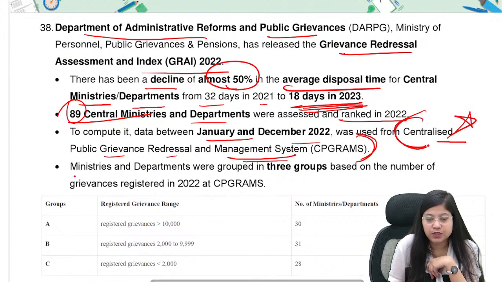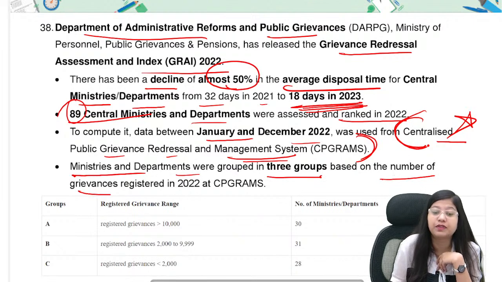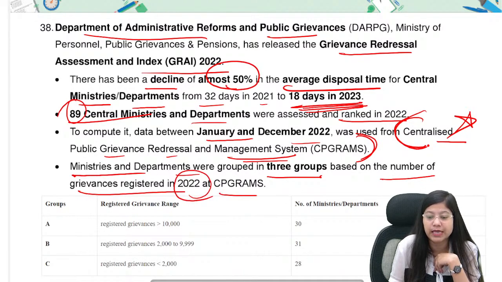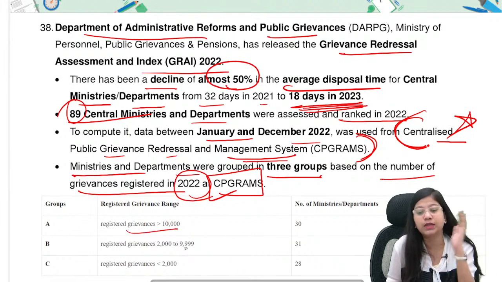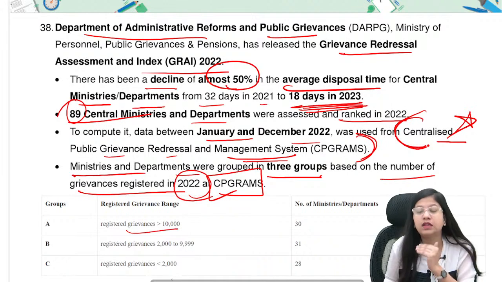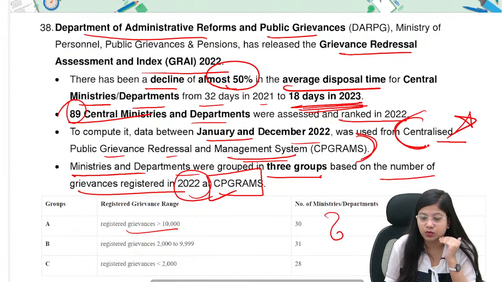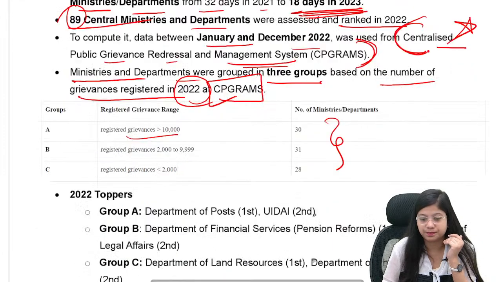Now coming to the next point, ministries and departments were grouped in 3 categories based on the number of grievances registered in 2022 in the database. First is registered grievances which are more than 10,000, then we have 2,000 to 9,000, then we have less than 9,000. Okay, so this is the number.